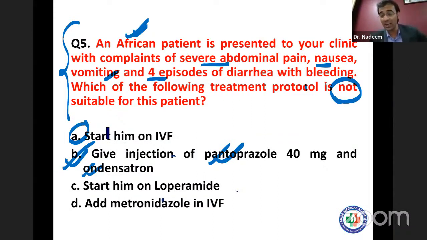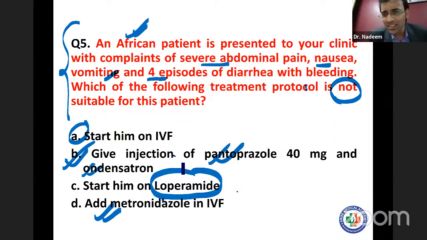When I'm thinking that my patient is having severe diarrhea, bleeding is also there. I can think that the patient is having bleeding as well as diarrhea. At that time, I want to stop the infection. I will add metronidazole also. Yes, and metronidazole. I am not going to start my patient on loperamide.